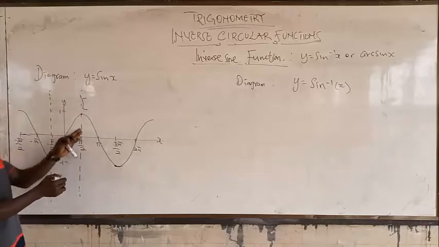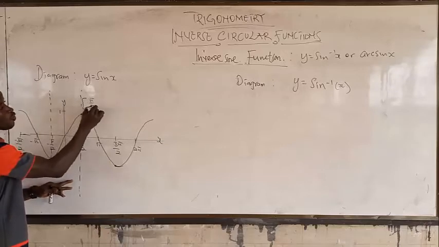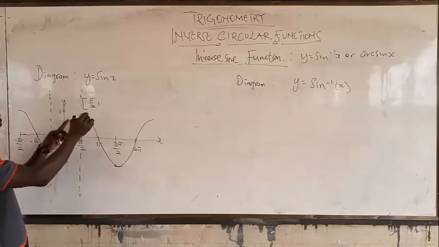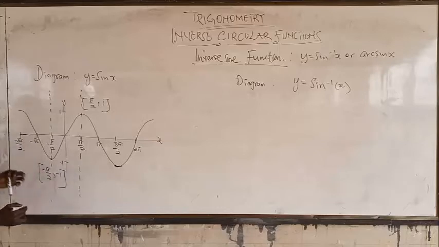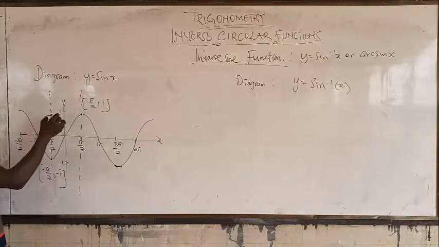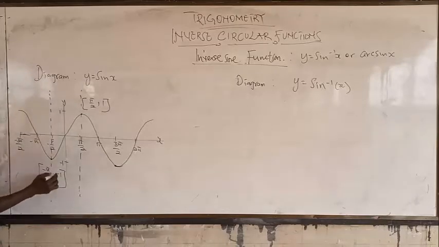Now the domain of this will now be pi over 2 and 1. And here will be negative pi over 2 and negative 1. And the range will now be, okay, so this is the curve.